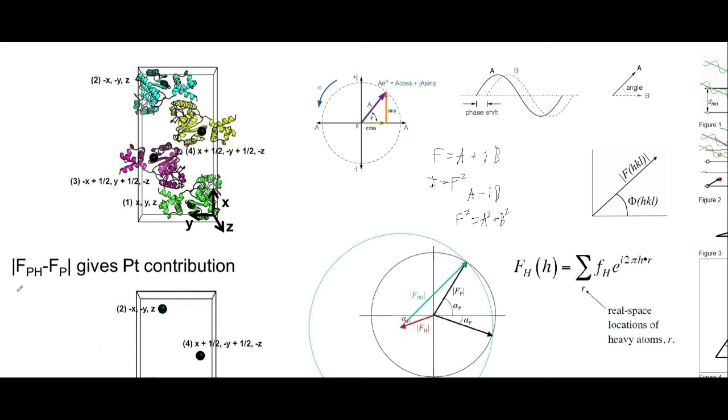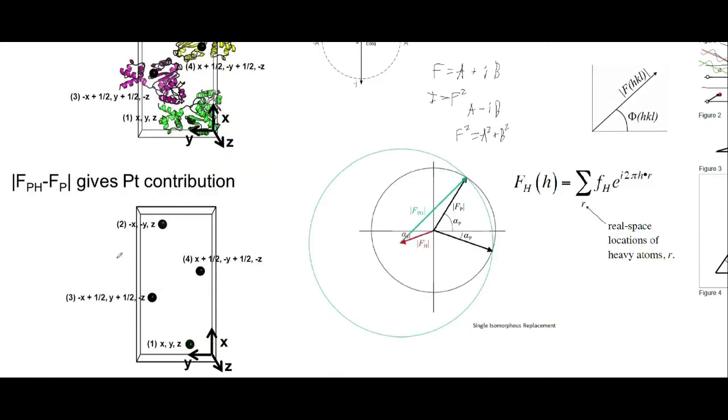The FPH is the structure factors from our proteins with or without the heavy atoms, and the FP is with the heavy atoms. I think that's the direction it goes. So let's look over here. All right, so the FP is without the heavy atom. So it's heavy atom minus without the heavy atom.